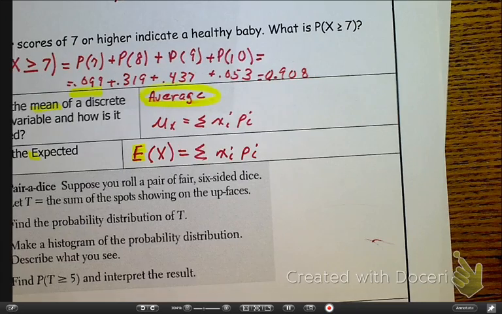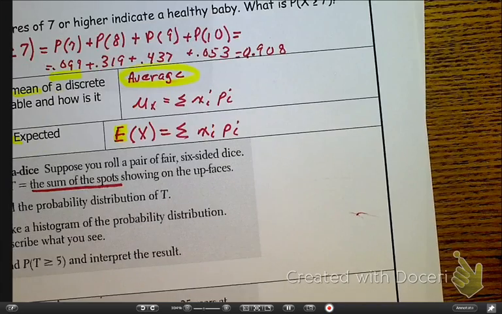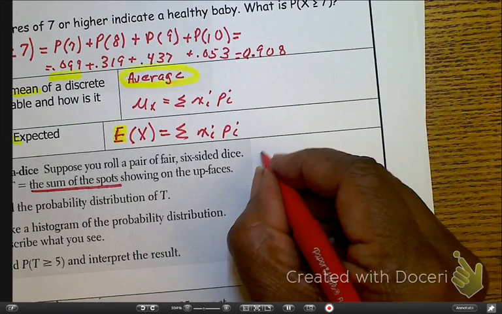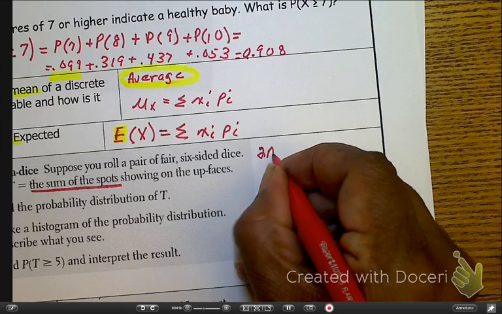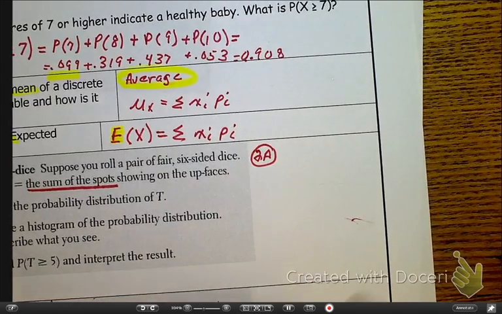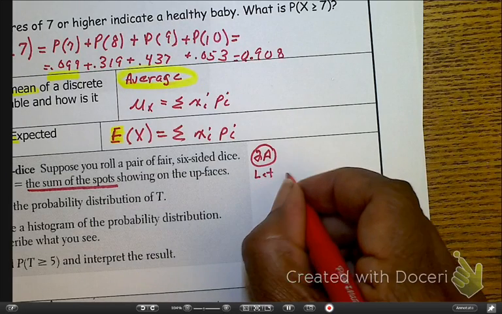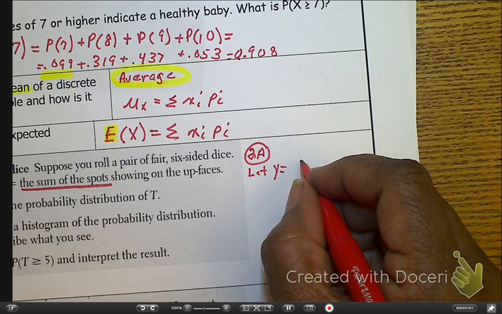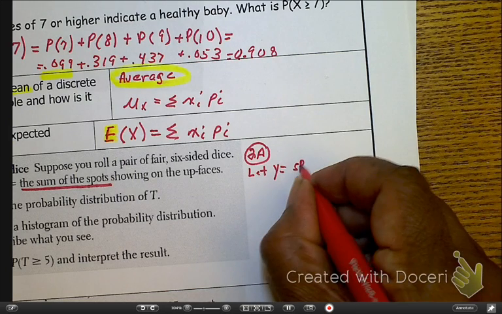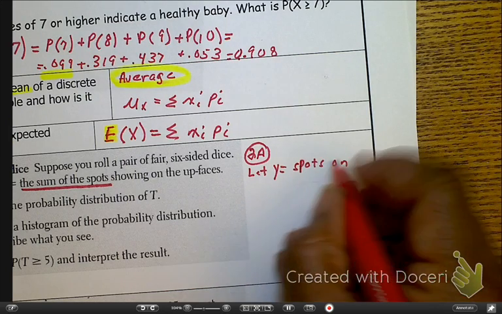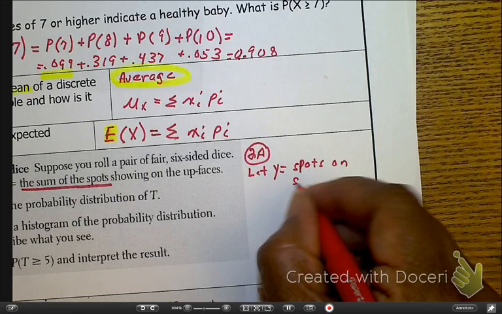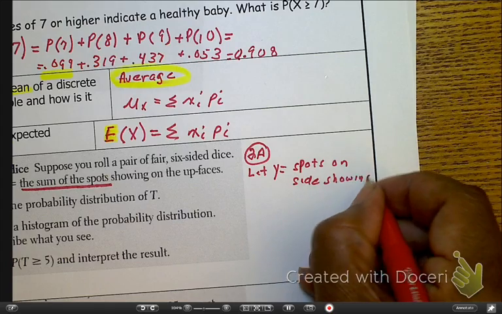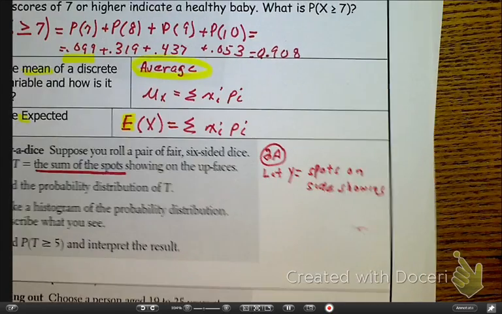Okay, now, I want to do 2 of these. So the first one, I'm going to call this one 2A right here. I want to let Y equal the spots on the side showing. And I want to make a probability distribution.